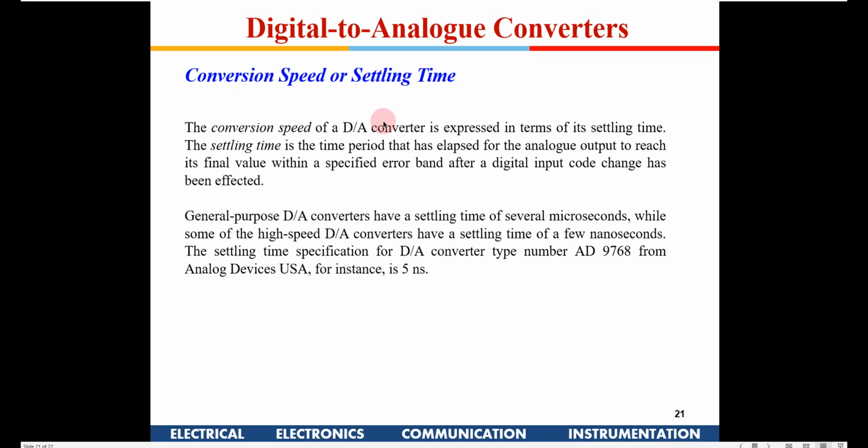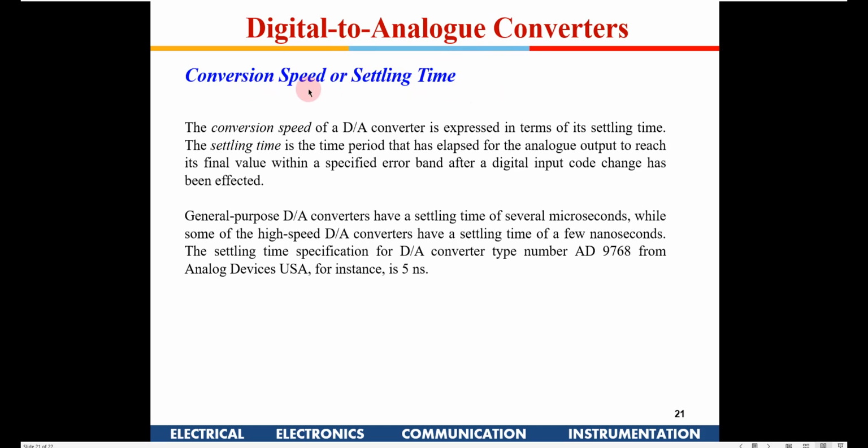And there will be certain other figures of merit also for D2A converters. One is known as the conversion speed, or also settling time. That means once a digital input is given, okay, it is going to take some time for the analog output to get settled. Okay, this is also there for an A to D also. Okay, this is common to both DAC and ADC.